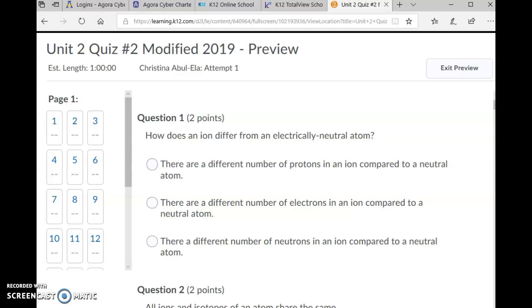Welcome to the Unit 2, Quiz Number 2 recording. If you need some more time between questions, please pause the recording. And if you have any questions, please let me know.